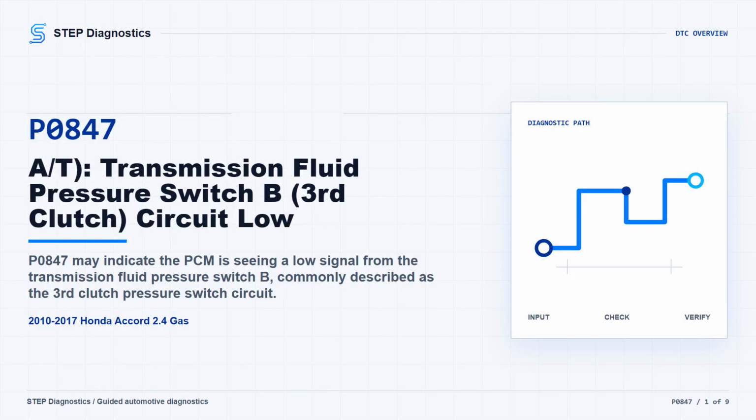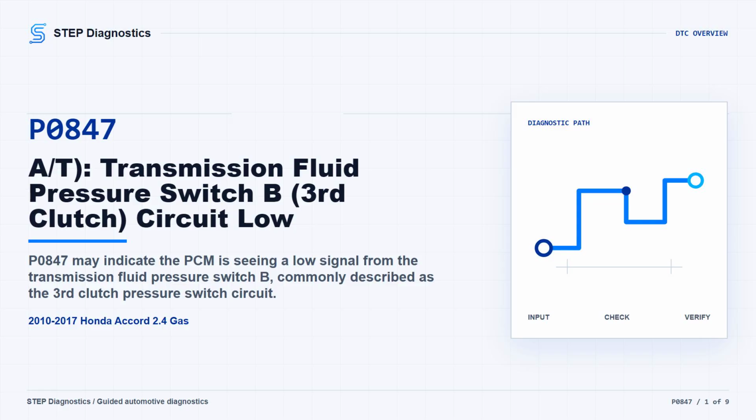On this 2010 through 2017 Honda Accord with the 2.4 gas engine, P0847 points to a low circuit condition for transmission fluid pressure switch B, the third clutch pressure switch. In plain terms, the PCM may be seeing the third clutch pressure switch signal lower than expected.